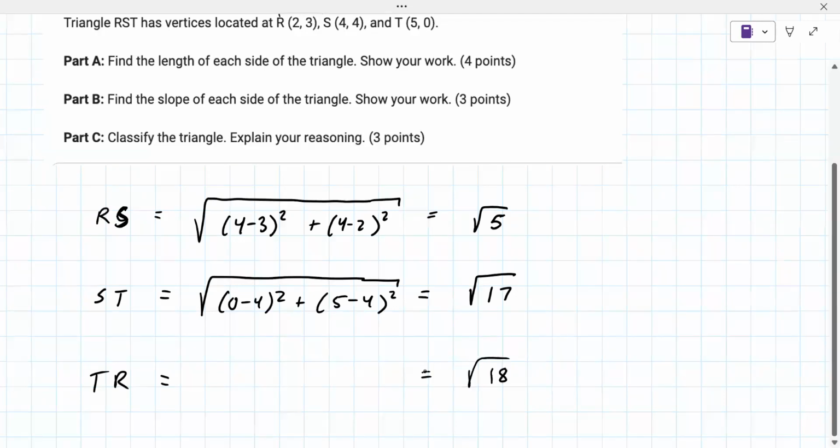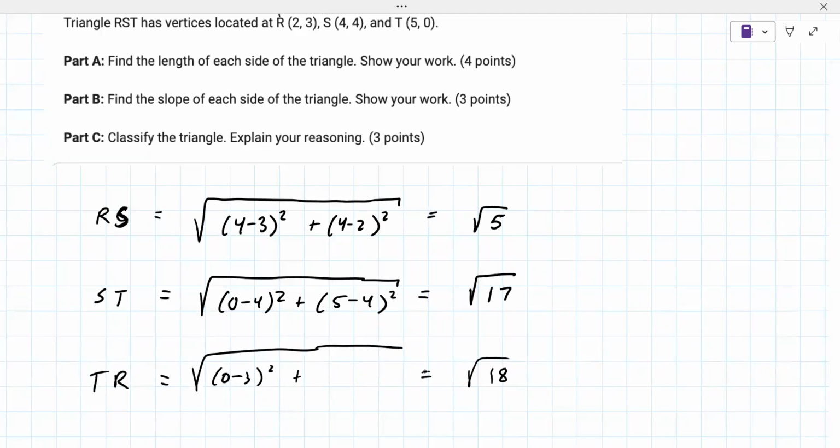Good. It's the square root of (0 minus 3) squared plus (5 minus 2) squared, or if you flip the order, that's fine. Now this one does reduce, and that is part of this course for most students. Maybe you've seen that before. Let me know if I need to clarify that or not. Is that okay? Or do you want some explanation? A little bit of explanation.